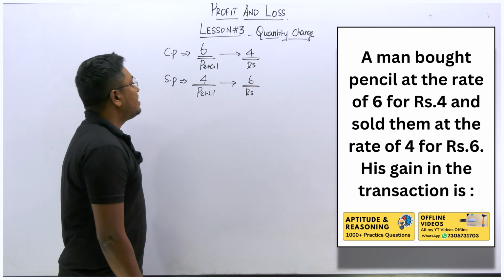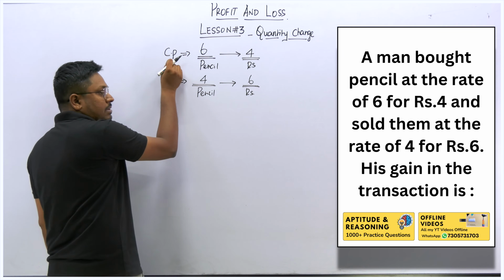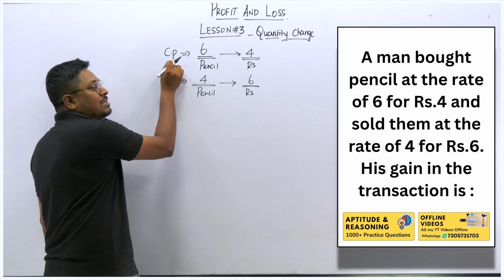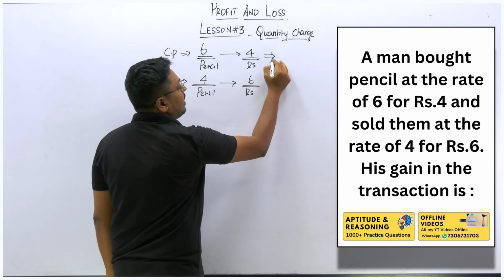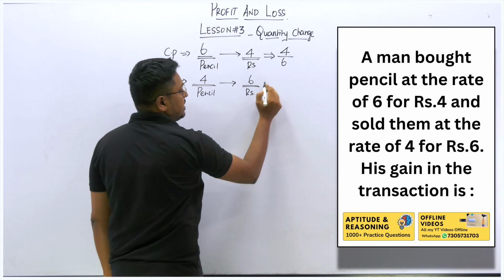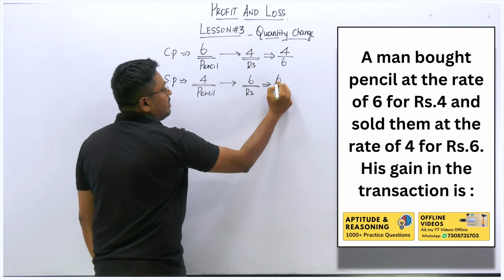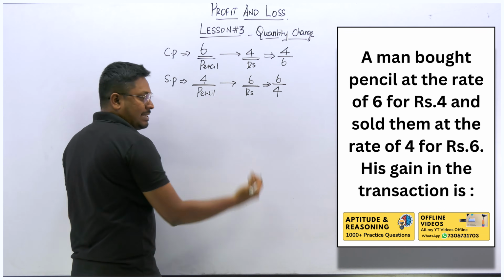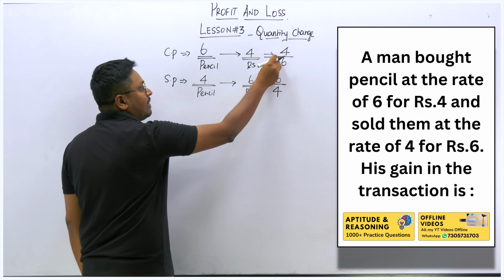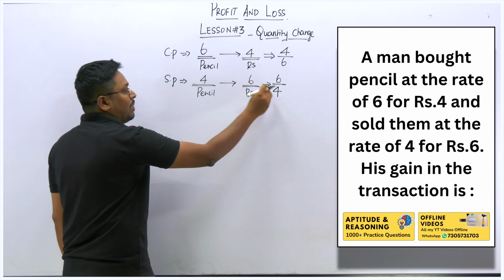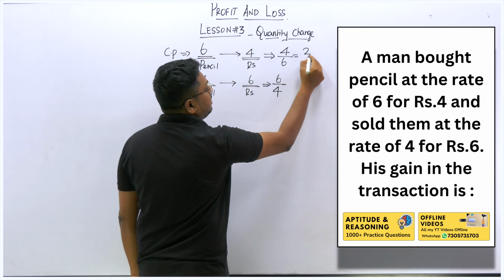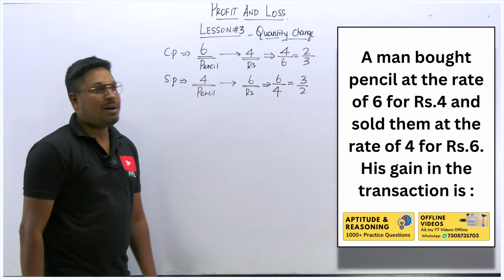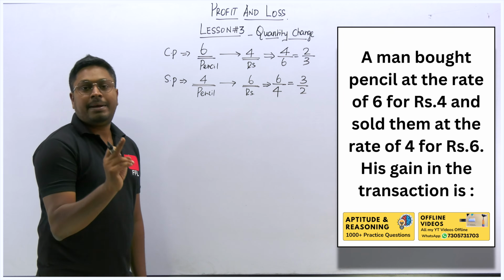Profit in the transaction. Just listen here, we know the cost price, right? We know the selling price. Just now I have told you the technique here. Find the cost price of one pencil. For finding it, 4 rupees divided by 6 pencils. What about the selling price? 6 rupees divided by 4 pencils. By dividing, we get the one cost price of the pencil and one selling price of the pencil. This will be 2 by 3 and this will be 3 by 2. So one pencil cost price will be 2 by 3 and one pencil selling price will be 3 by 2.